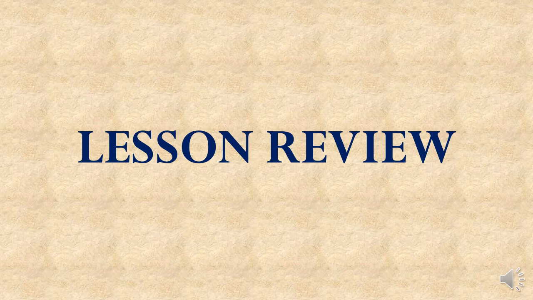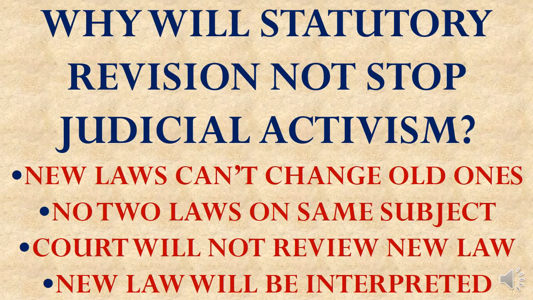All right, so let's review what we learned in this lesson. Why will statutory revision not stop judicial activism? Is it because new laws can't change old laws? Is it because no, you can't have any two laws on the same subject? Is it because the court will not review the new laws? Or is it because the new laws will be interpreted by the same court that interpreted the old ones? It's that last one. If the court misinterpreted a law before and you pass a new one to fix it, they'll just misinterpret the new one too.